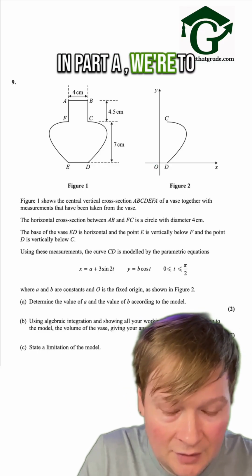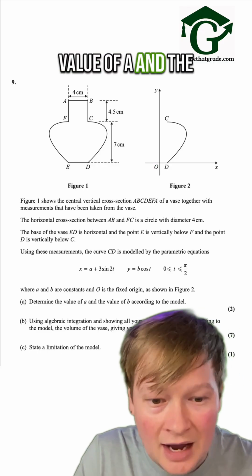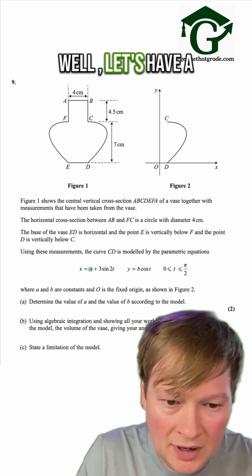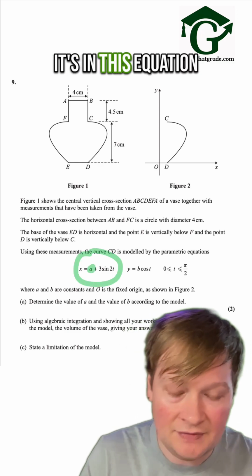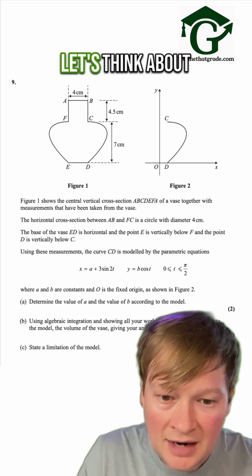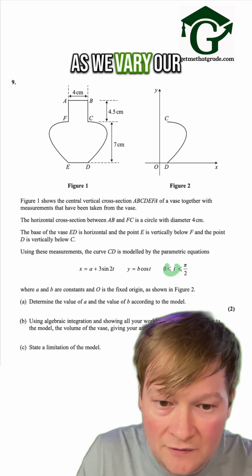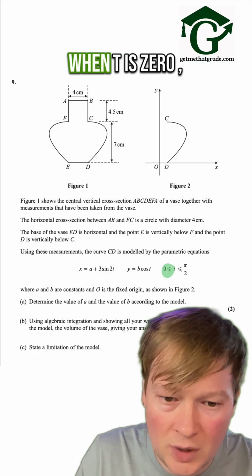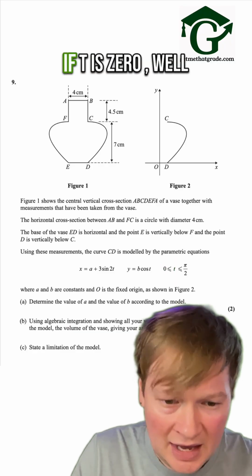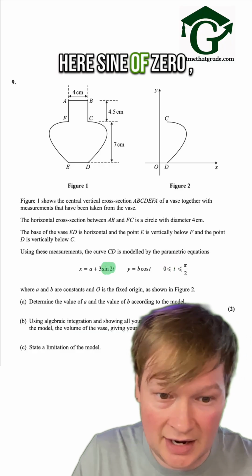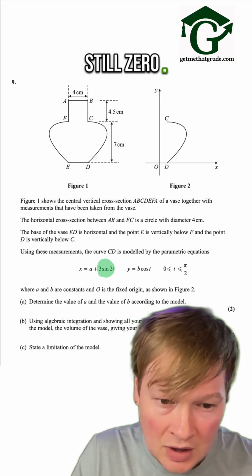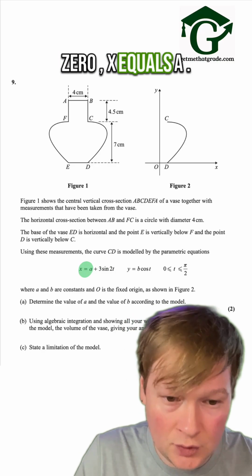In part A, we're to determine the value of a and the value of b according to the model. How can we do this? Well, let's have a look at where a appears. It's in this equation for x. Let's think about what happens to x as we vary our values of t, the parameter. When t is 0, sine of 0 is 0, and 3 times 0 is still 0. So when t equals 0, x equals a.